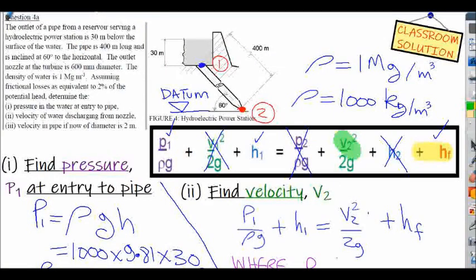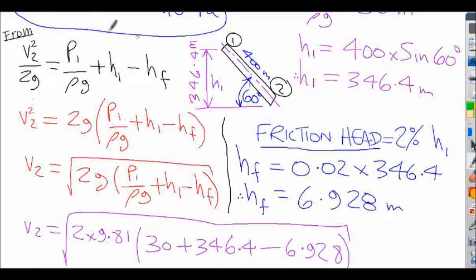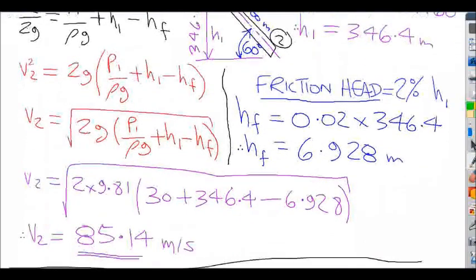And finally, here's question 4a. This was the actual classroom solution worked through with the students. Very similar approach here, calculating the pressure P1 at entry to the pipe, then again referring to Bernoulli's equation, eliminating the terms that are not relevant to the problem, but in this case we've transposed the equation algebraically to calculate V2. Of course, the same values on the previous slide.